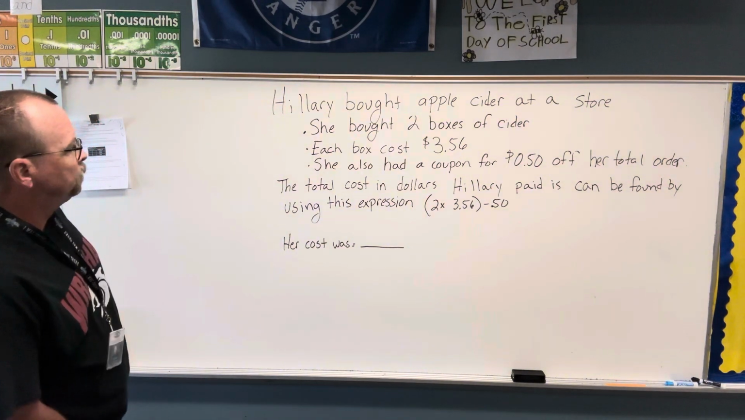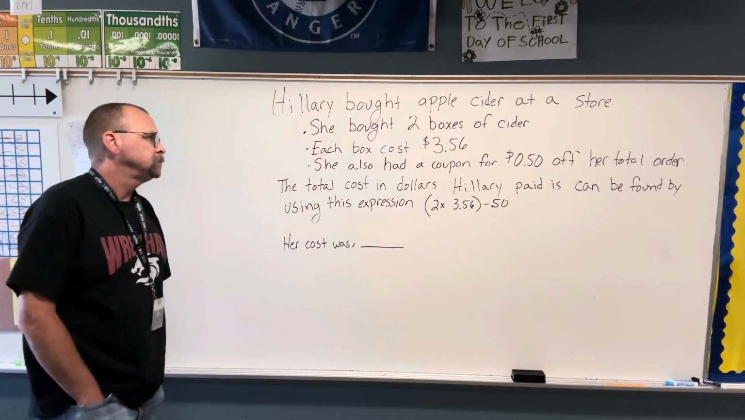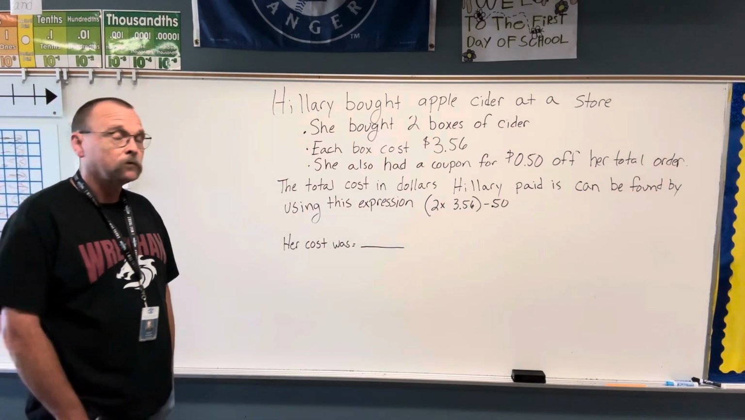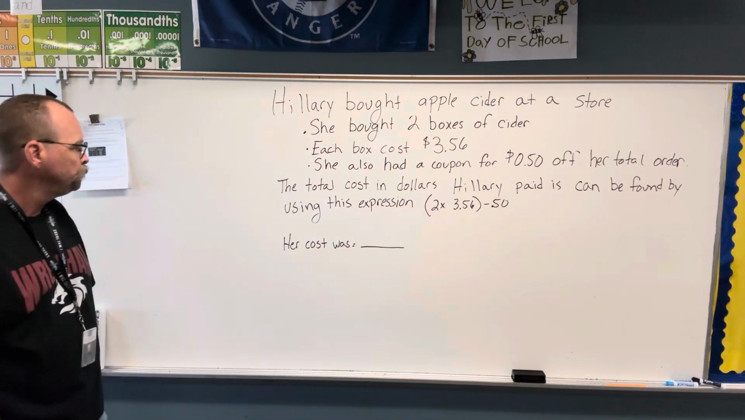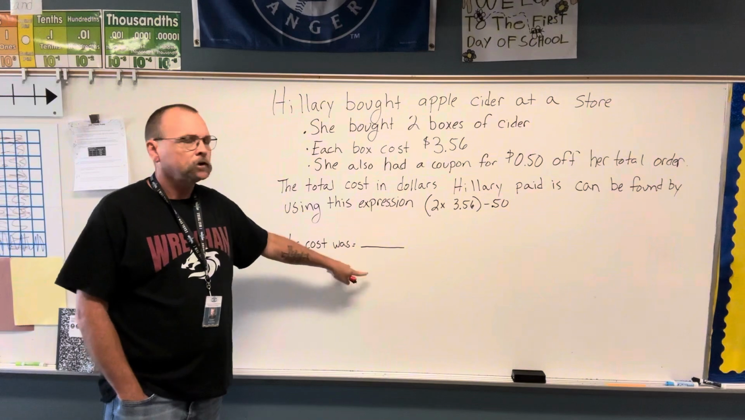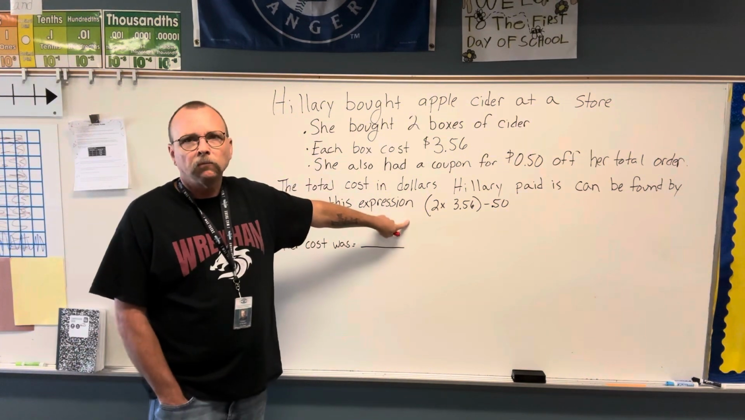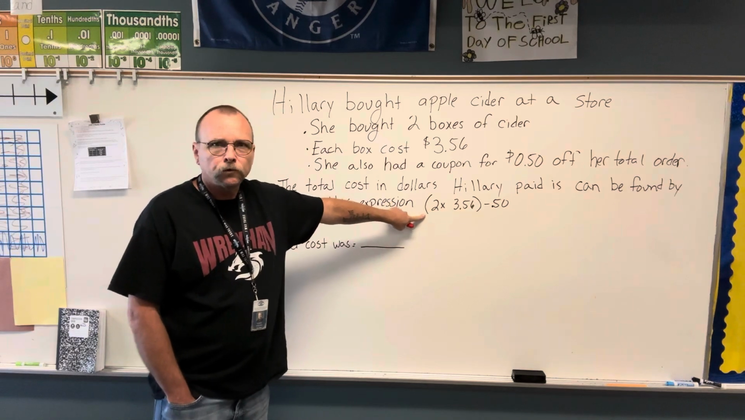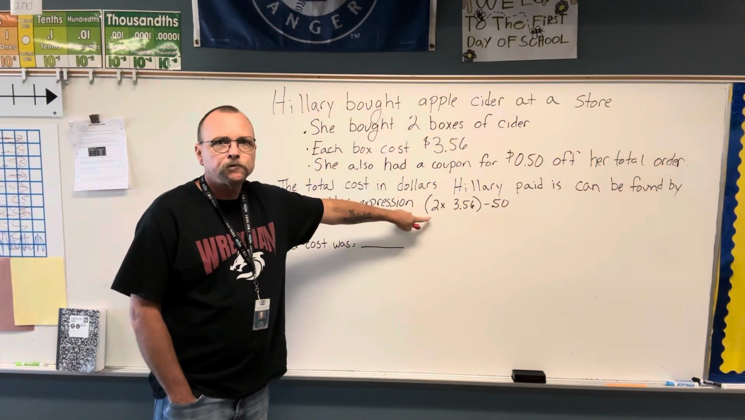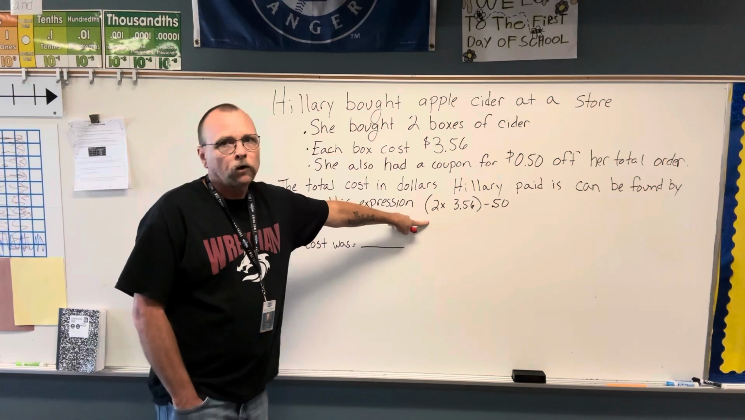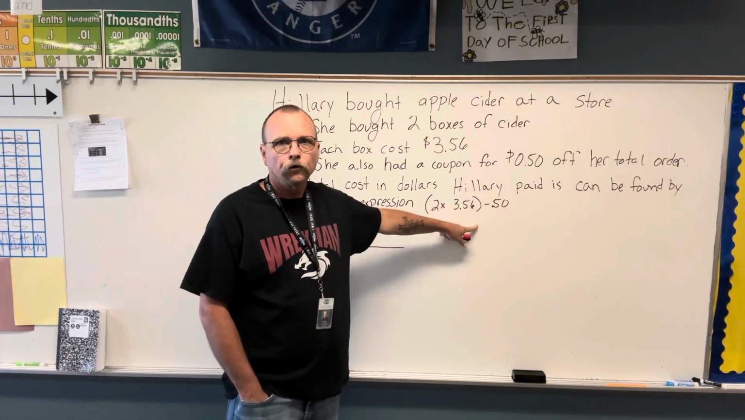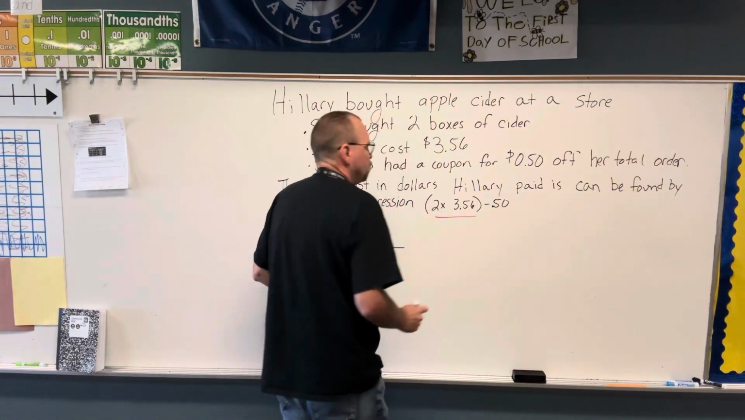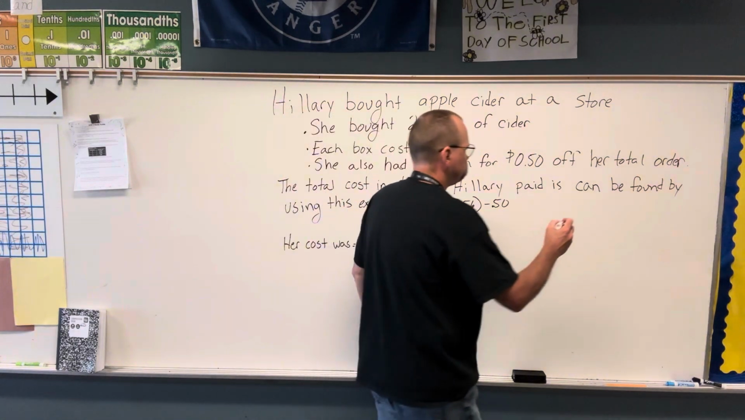Inside the parentheses, we have 2 times 3 and 56 hundredths. Close the parentheses, subtract 50 hundredths, or 5 tenths if you want to say that. And then we have to figure out what her cost was. This is a give-me problem. Any problem where they give you everything you need to know to solve it. They're telling you the steps you need to solve it. We know with our order of operations, we always start with our grouping symbols. So the first thing we're going to do is 2 times 3 and 56 hundredths.